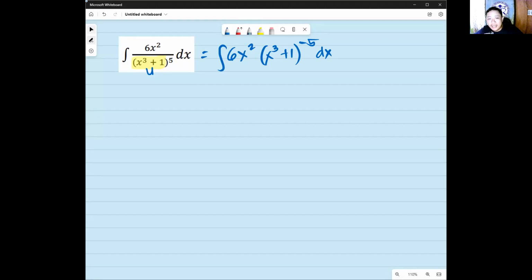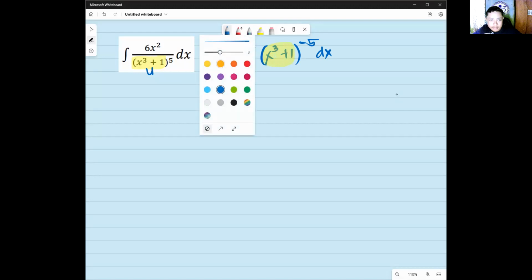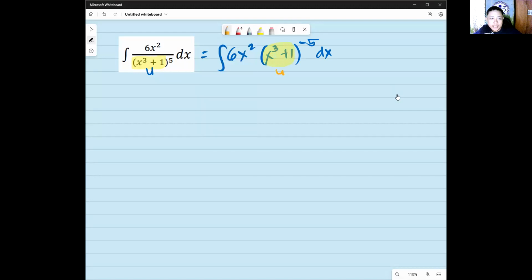And now, let's check our given. Okay, this is our u. No problem with the u. Let me just label it. This is our u. And your du, your expected du is what? What's the derivative of x cubed plus 1? The derivative of x cubed plus 1 is, type it in the chat box, please. It should be 3x squared dx. Don't forget the dx. It should be 3x squared dx.